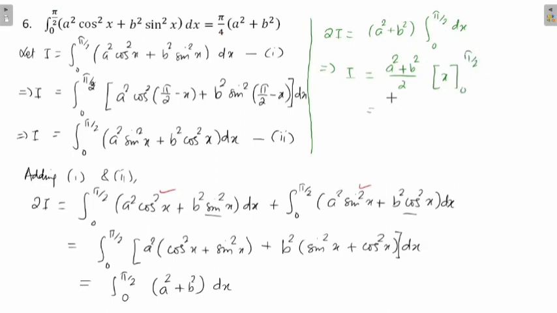So when you apply the limits here, it becomes a square plus b square by 2 times pi by 2 minus 0, which is nothing but pi by 2. When you rearrange this, it becomes pi by 4 times a square plus b square, 2 into 2 is 4. And that's what I wanted to show, right? You may pause the video and note down your solution.